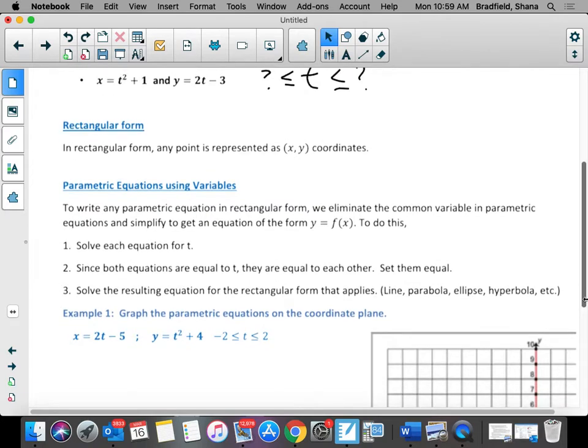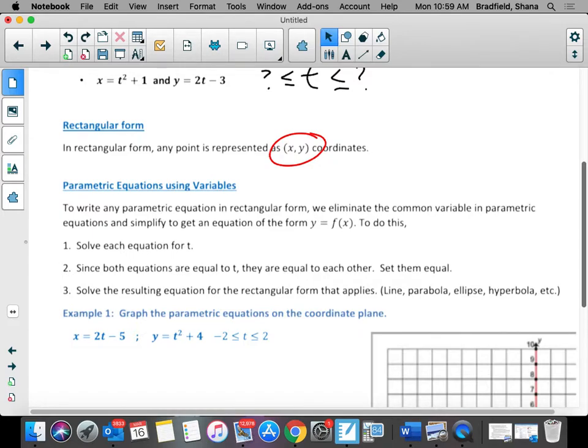Rectangular coordinate form. So a normal equation, obviously we just have x and y coordinates. We don't have a third t coordinate. It says in parametric equations using variables, what do we do there? So to write a parametric equation in rectangular form, so let's say we're given x equals something in terms of t and y equals something in terms of t, and we want to change that to a normal rectangular equation. That just means on a normal coordinate plane with just your y and your x in one equation.